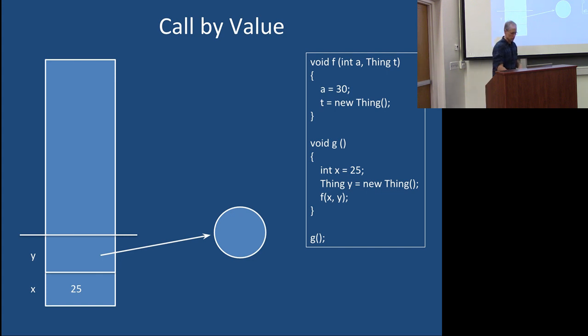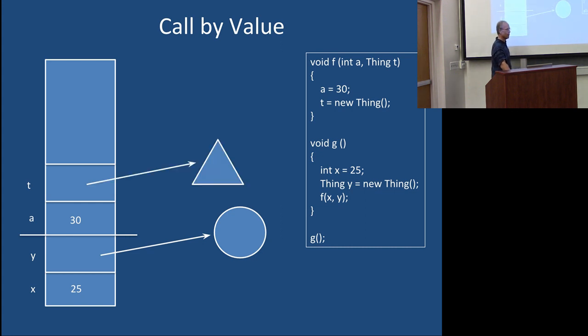It'll look just like before. The 25 is copied up, the reference is copied up. Now A gets changed to 30. What's going to happen? That turns to 30. And then we set T to be a new thing. So now we're going to store a different reference here. It'll refer to the heap, to a different thing object. Maybe this time it's a triangle. So we've changed what's stored there because we did an assignment to a variable.